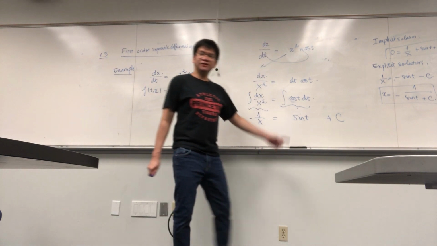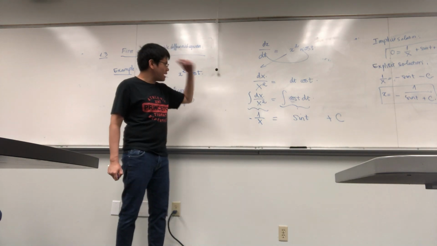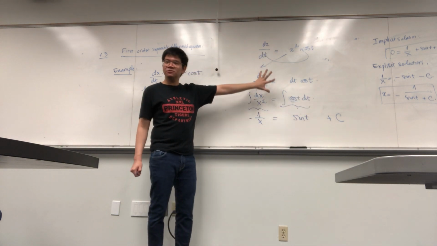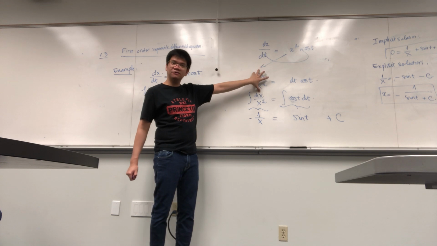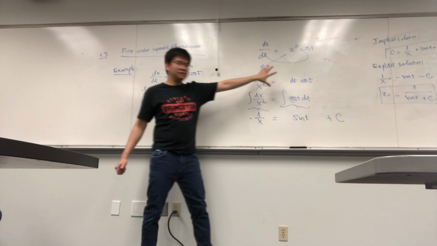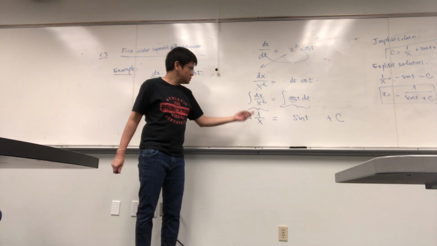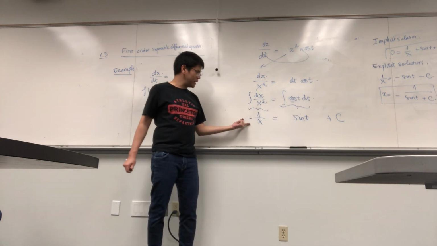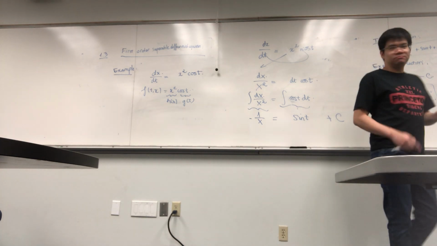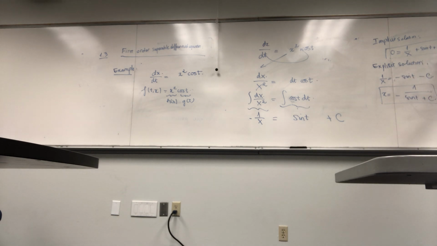I explain again. The key here is to try to separate x and t. You separate that by dividing by x squared on one side and multiplying by dt on the other side. So at the end of the day, you're going to have something of x on one side and something of t on the other side, because you have x and t split into two sides. You can do integration. When you do integration, you get minus 1 over x is sine of t plus c. So this is going to be the implicit solution.